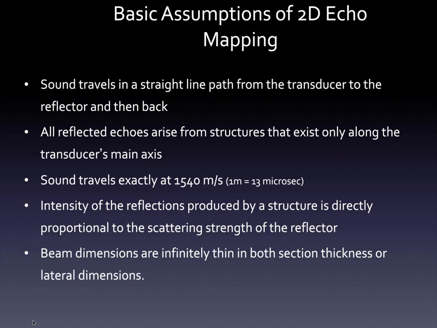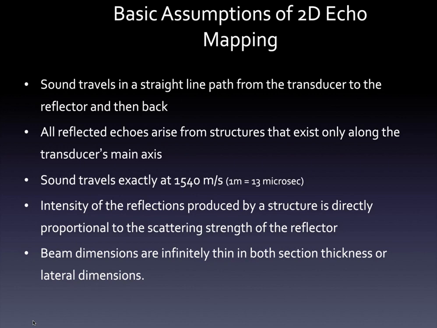So this is a number that you have to remember, because this will come up in the exam as a multiple choice question, for your American Society of Echo exam, or the National Board echo exam. And the intensity of the reflection produced by a structure is directly proportional to the scattering strength of the reflector. So for example, a bubble has a strong acoustic boundary. That's why it's very bright when it reflects. Soft tissue is less bright, and so on. Same as the pericardium, for example, that's really bright because the scattering strength is very strong, so it gets right back at you as a reflection.